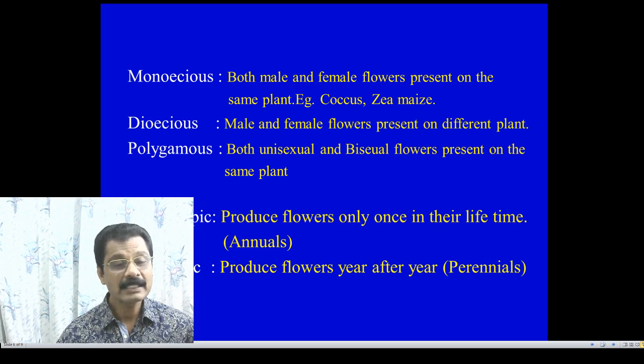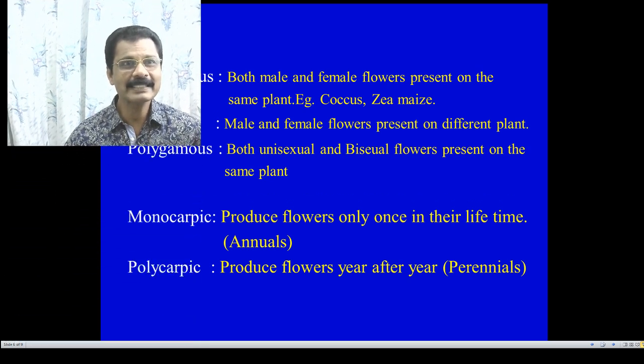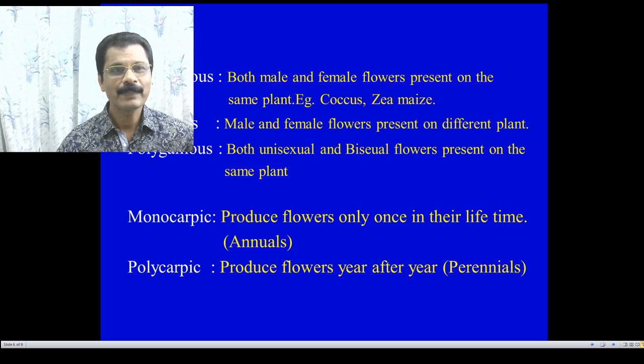Then polygamous. Both unisexual and bisexual flowers are present on the same plant. Such plants are called polygamous, not flowers. Plants. Both male and female flowers on the same plant is monoecious. Male and female flowers on different plants is dioecious. Both unisexual and bisexual flowers on the same plant is polygamous. See?